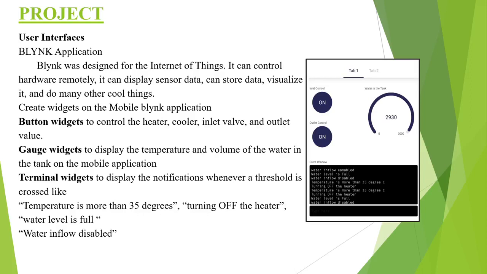Create widgets on the mobile Blynk application. Button widget to control the heater, cooler, inlet valve, and the outlet valve. Gauge widget to display the temperature and the volume of water in the tank on the mobile application. Terminal widget to display the notifications whenever a threshold is crossed, like temperature is more than 35 degrees, turning off the heater, or water level is full, water inflow disabled.